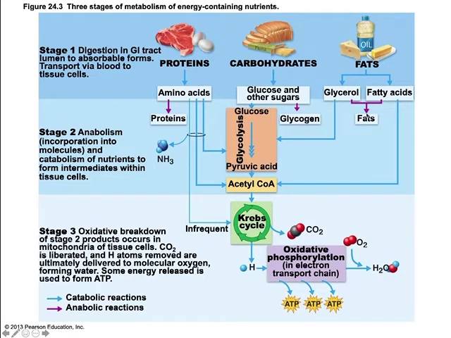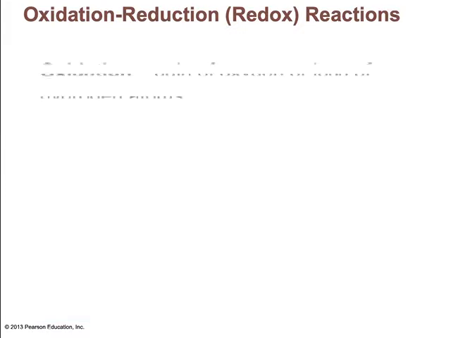Now the anabolic pathways are here in purple, right? Glycerol and fatty acids can be combined to make triglycerides. Amino acids are used to make proteins, and glucose and other sugars are used to make glycogen, right? Which is the minor fuel storage molecule in the body.